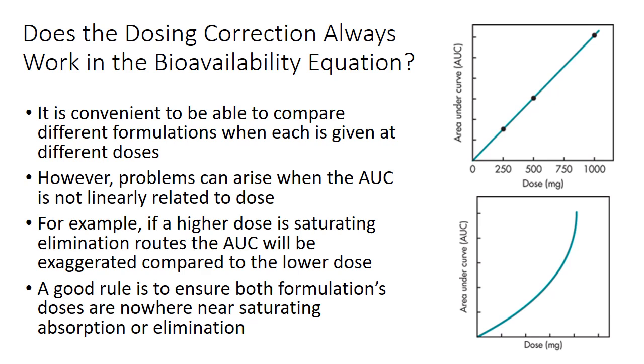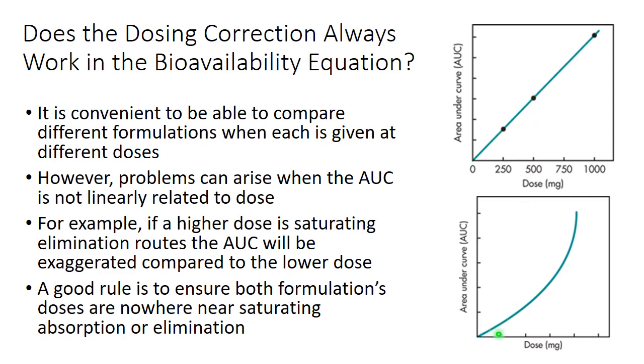So problems can actually arise when the AUC is not linearly related to dose. So imagine, right? First of all, if this is true up top, that means you double the dose, you double the AUC, then that equation works perfectly. That equation was designed assuming that there's a linear relationship between dose and area under the curve. So you double the dose, you double the exposure to the drug.